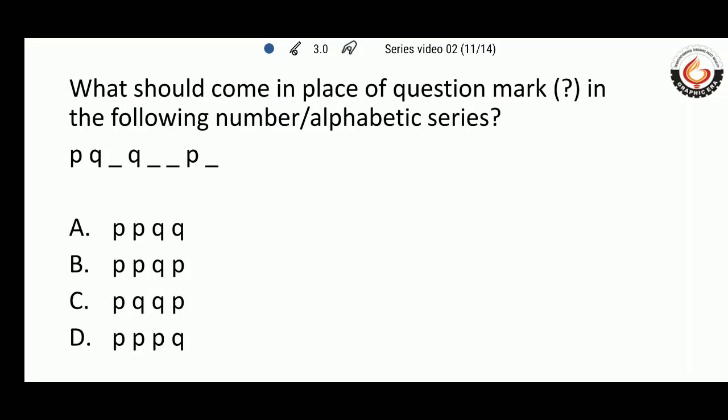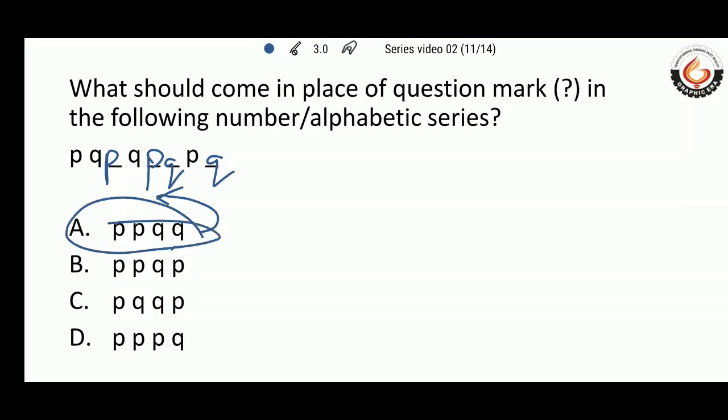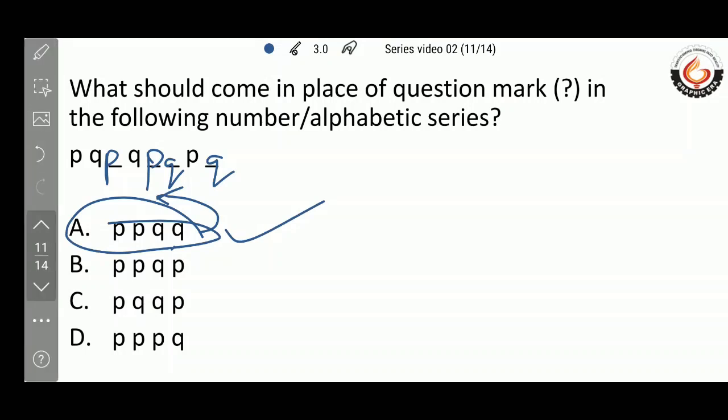For example, putting this into this one, I'll get P Q P Q, again this P over here, then Q. It is P Q P Q P Q P Q. Very easy series. No need to check other options because a very good series is formed. Option A is correct. But usually questions don't come this easy. Let's jump on to the next one.